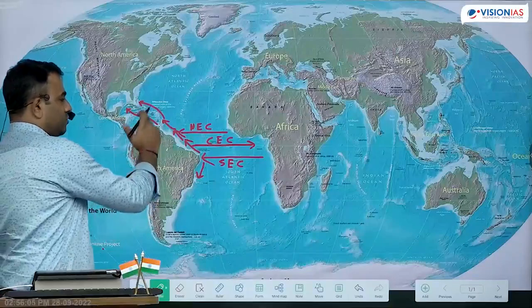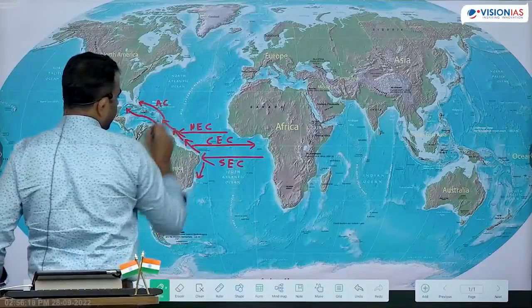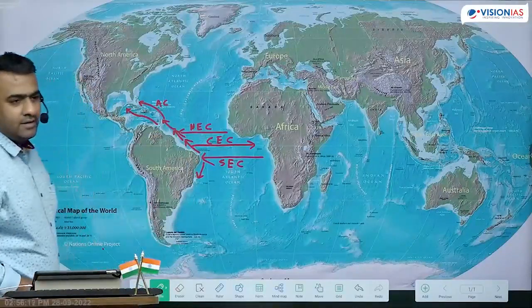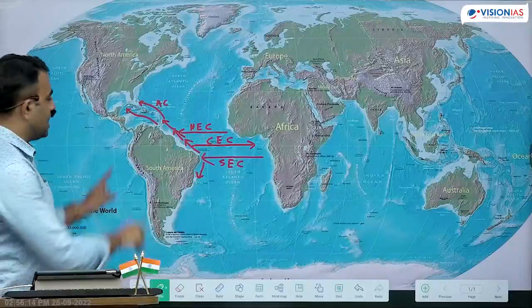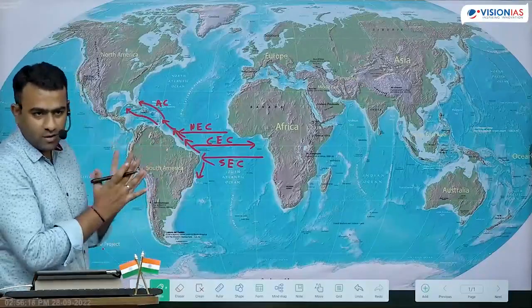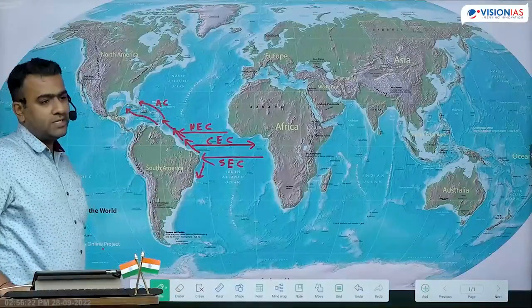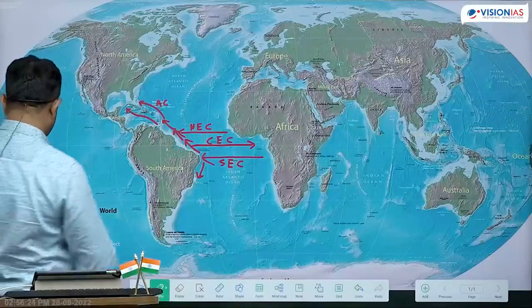The current which moves along the eastern side is called the Antilles current. It's called Antilles because these islands are called Antilles. Greater Antilles, Lesser Antilles, that is what they are called. So that's why this current which is flowing towards the eastern side is called the Antilles current.